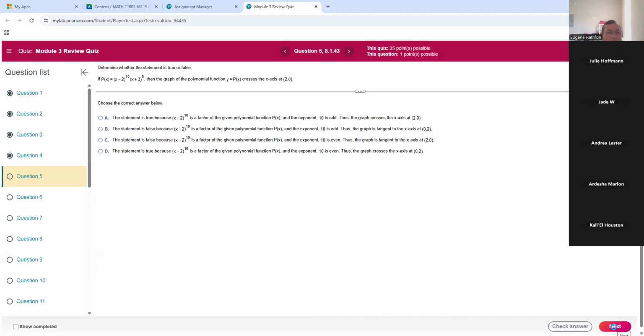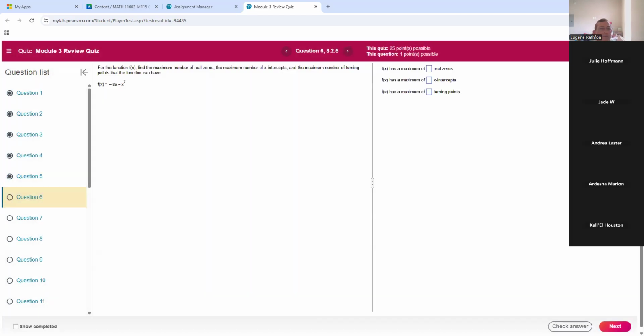So we want to go to the one that says false, and it tells the right thing about the 10. Because see, B says the exponent 10 is odd. Well, that is false. So you want C because it says the exponent 10 is even, thus it is tangent at that point, okay? So get true or false and then pick the one that has the right description of your exponent. All right, moving on.